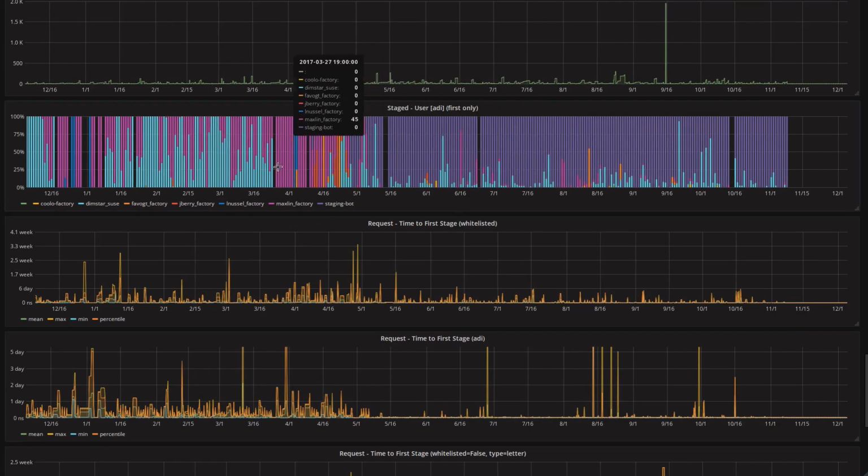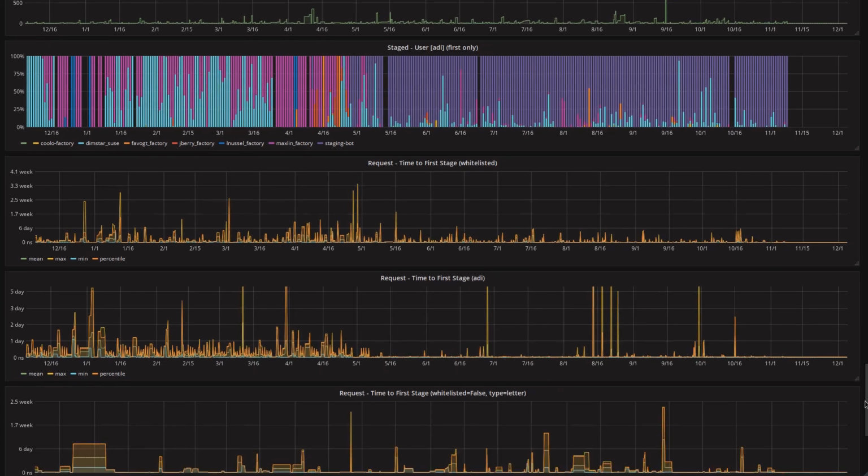So again, here's the by user broken down by ADI and first only. So you see that pretty much all of the ADI work is done by the bot, which is great. Interestingly enough, this graph gives us a nice reference point. So we see the staging bot was enabled right in here. If we look at the time to first staging for the whitelisted letter stagings, which again means the ones that the bot's allowed to act on, you'll notice a very distinct drop here.